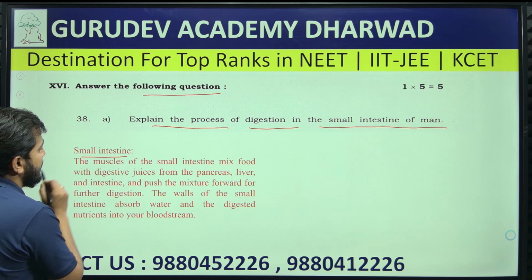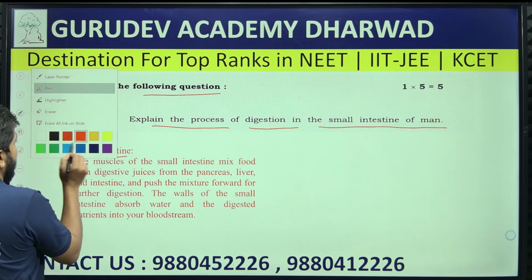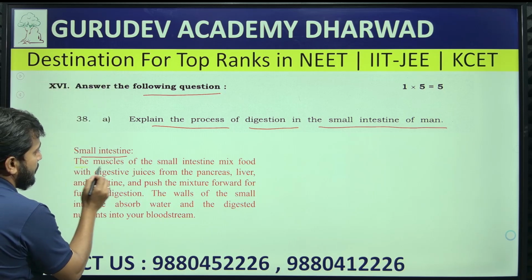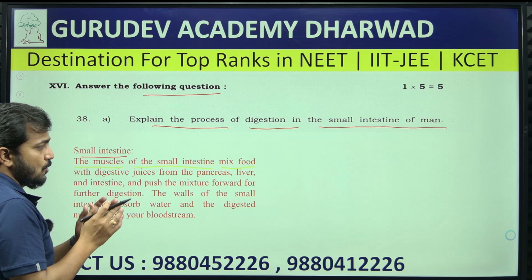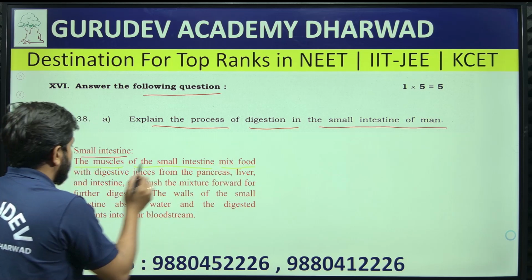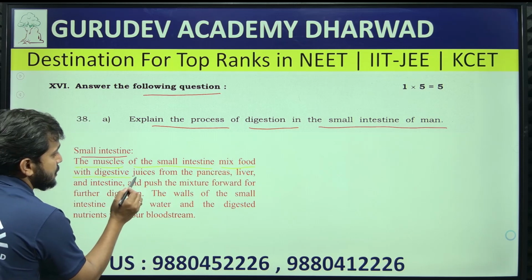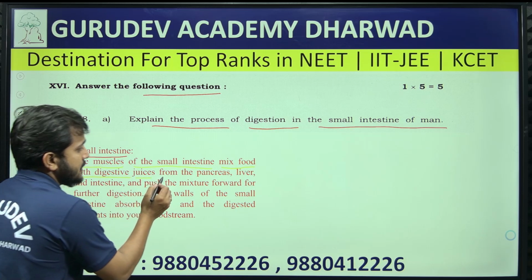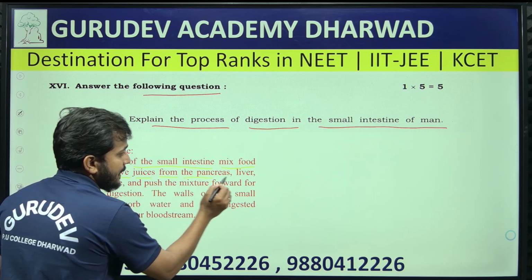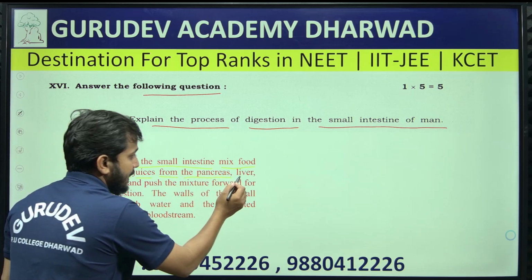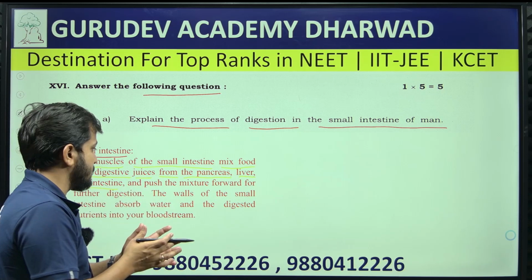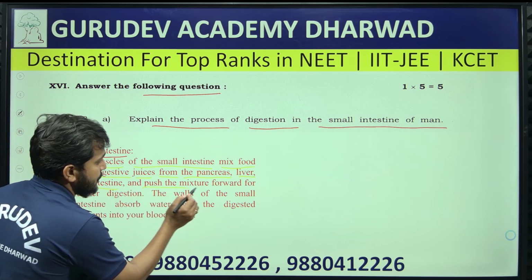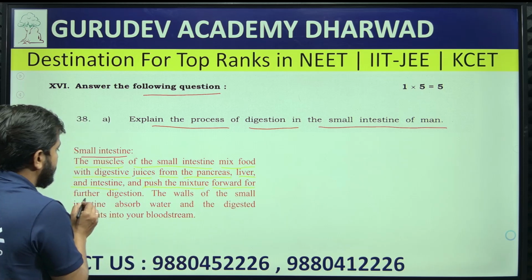With respect to the small intestine, the muscles of the small intestine mix food with the digestive juices, which come from the pancreas, the liver, and the intestine itself, which carries juices. And they push this mixture forward for further digestion.